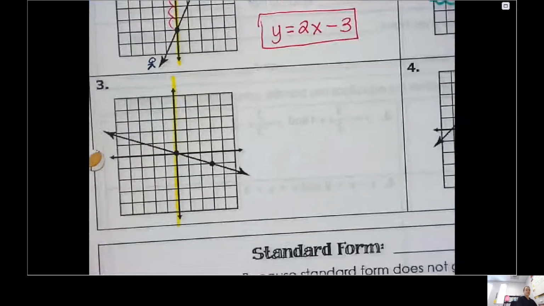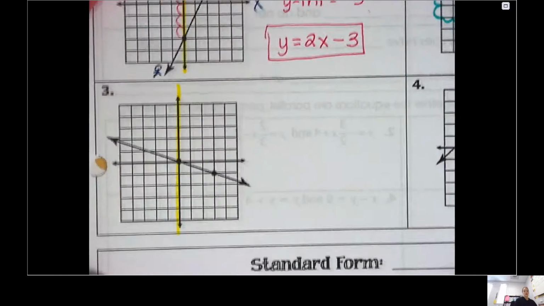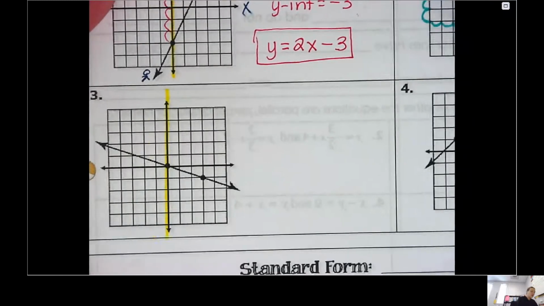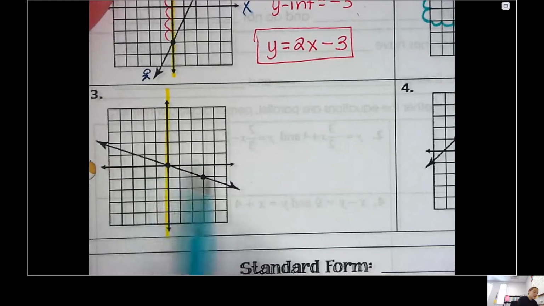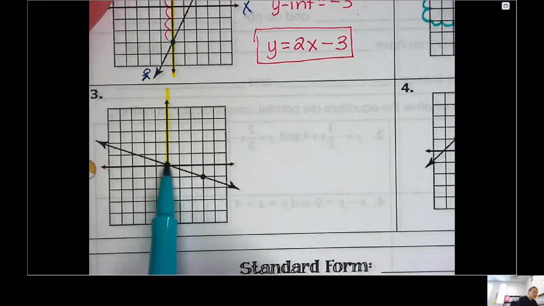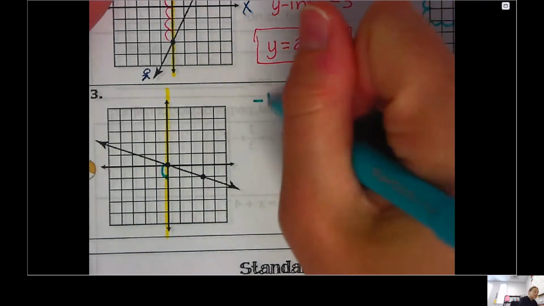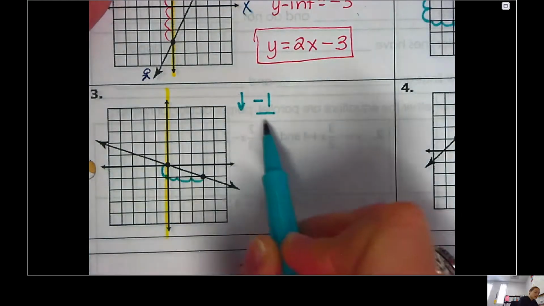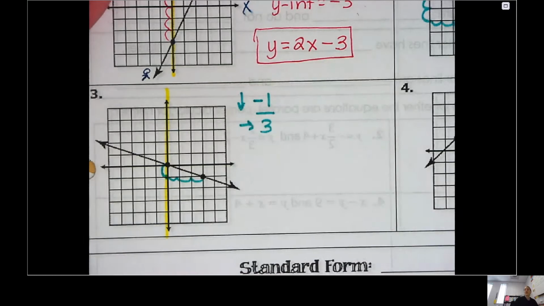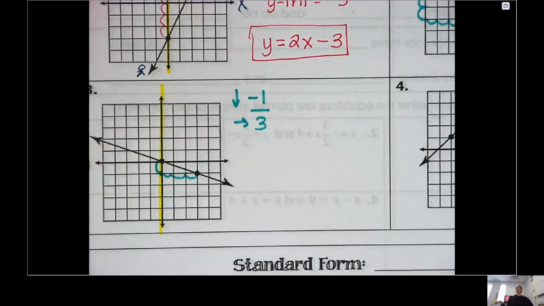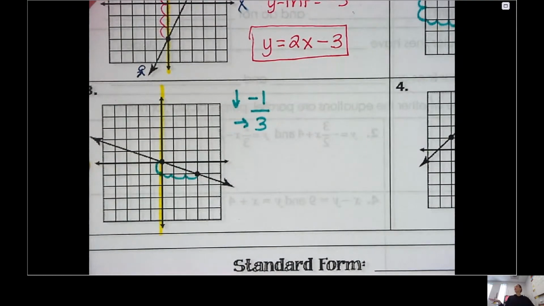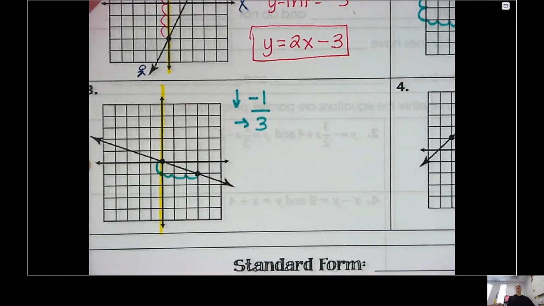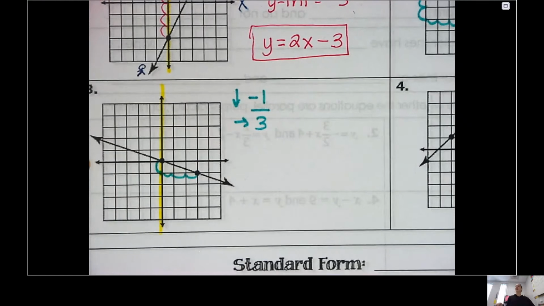Number 3. Am I going up a hill or down a hill? I'm going down a hill. So here's my first point. Here's my second point. How many do you go down? I go down 1. How many do I go over? 3. So there's my slope, negative 1 over 3. Leave it as a fraction. You want fractions. This is like the one time in your life you want a fraction because it's really easy to graph when you have a fraction.